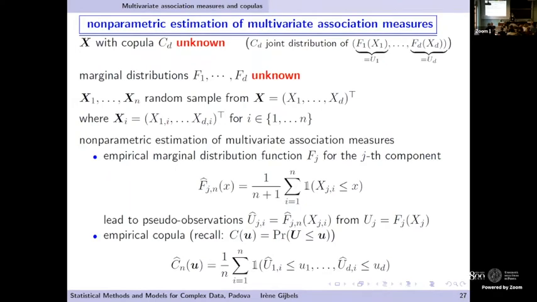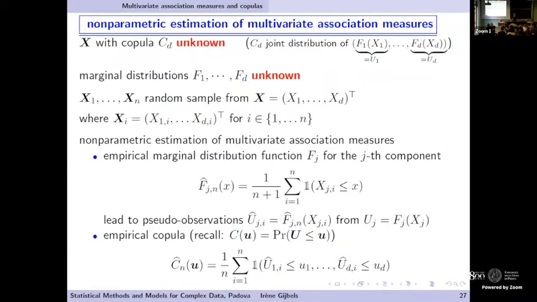Okay, let me say something about non-parametric estimation, because this is like coming home, right? How am I going to estimate all these multivariate association measures? I want not only an estimation, but also standard errors, for example. Well, that's fairly easy with what is there now in the literature. Remember that C_D is a joint distribution function of these uniformized marginals. But if these marginals are not known, I don't have observations on these uniformized marginals. I don't know the copula structure in a fully non-parametric setting.